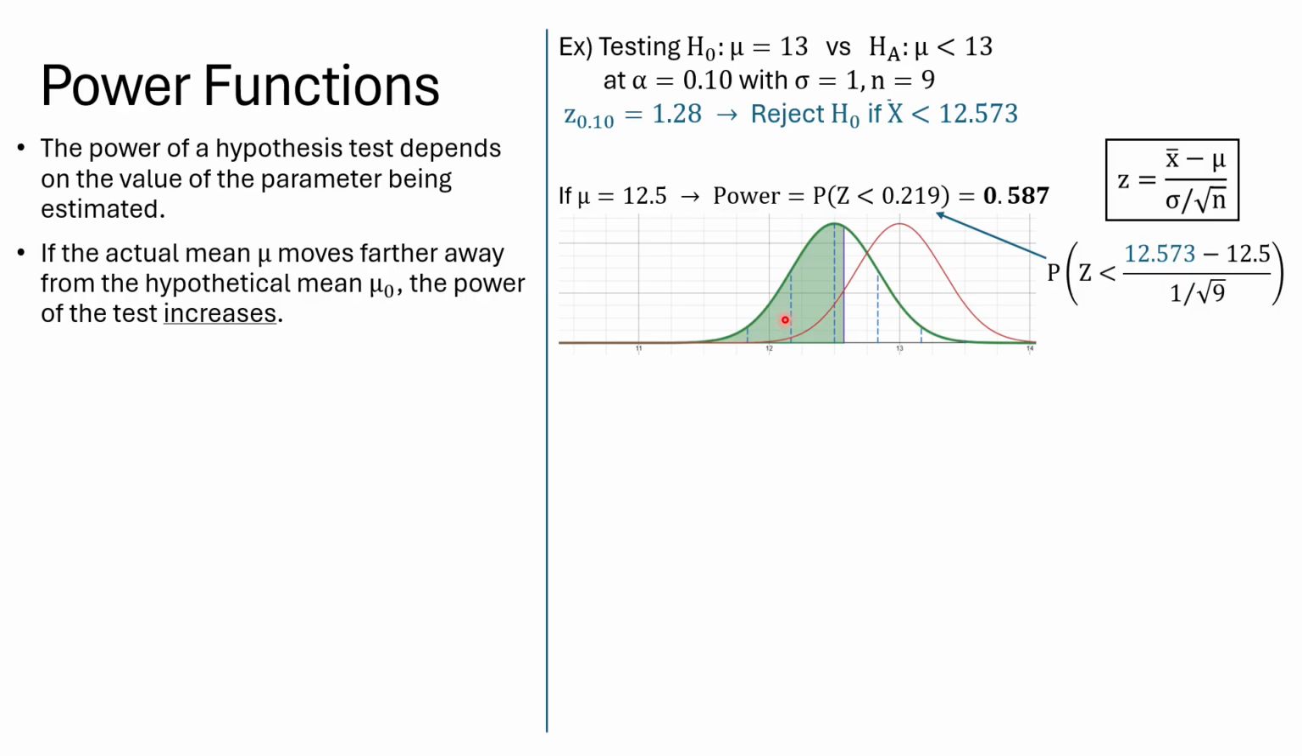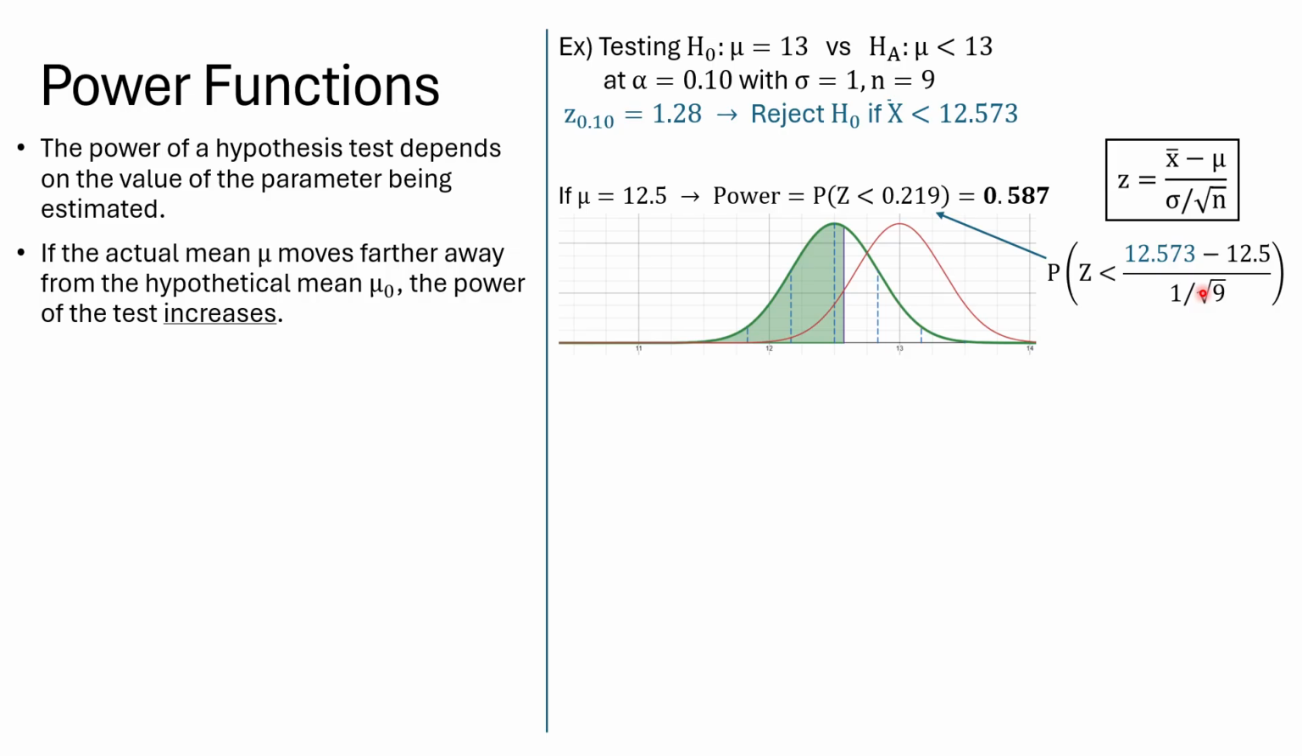So that will be our rejection region, all of the sample means that are less than 12.573. So if mu were 12.5, in fact, not 13, then our sample means would come according to this distribution in green. And so the z being less than, let's find out what this number should be. 12.573 minus 12.5 all over the standard error. It looks like 12.573 has a z-score of 0.219, if the mean is 12.5 and the standard error is 1 over root 9, or 1/3.